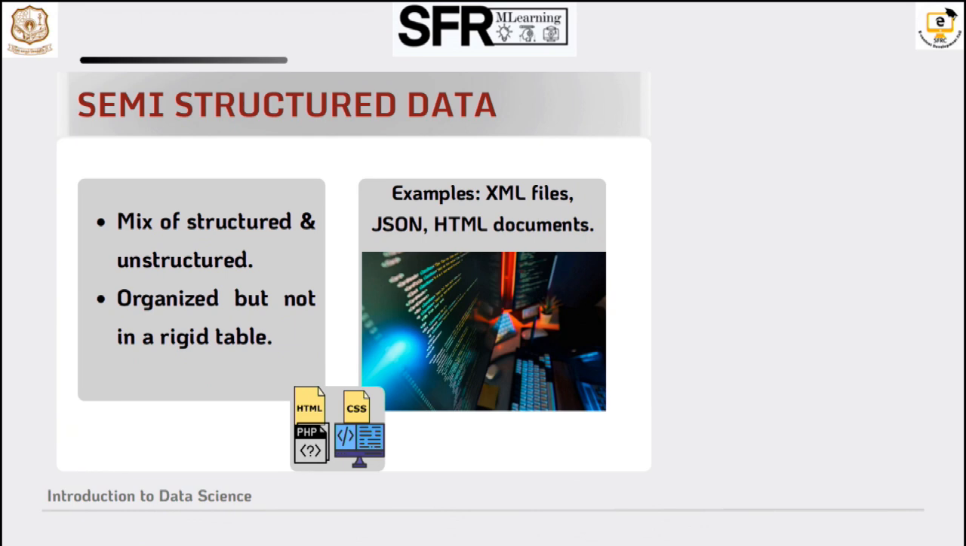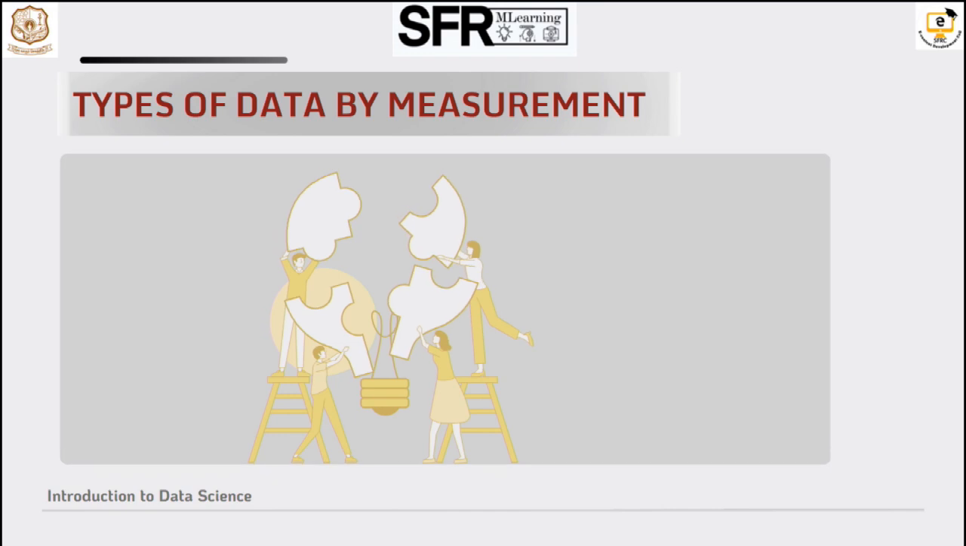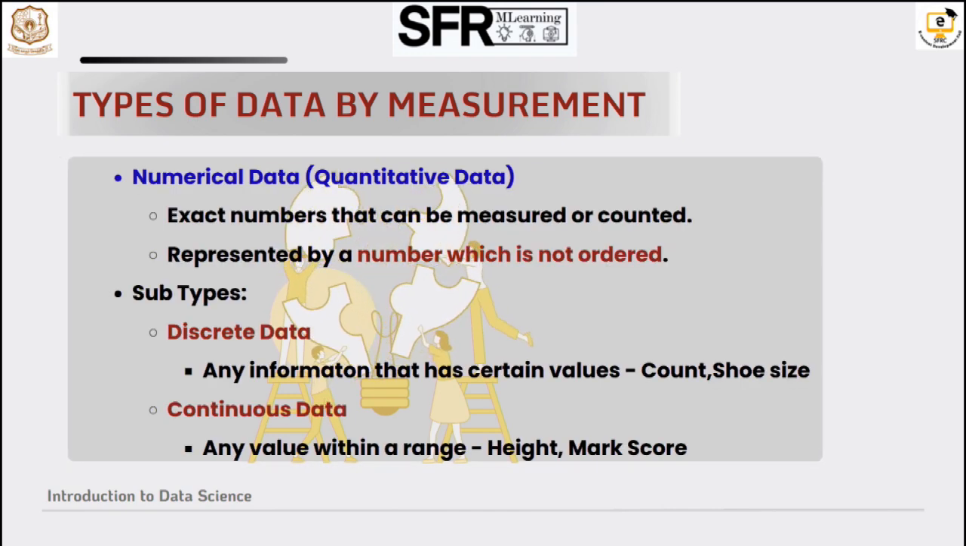Apart from these types, we have some other categories of data, based on the measurements. The first one is the numerical data. The numerical data is also called quantitative data. It measures our data and provides it as an exact number. It can be a measurement or a counting. The data is represented as a number but it does not have any order. It has some subtypes.